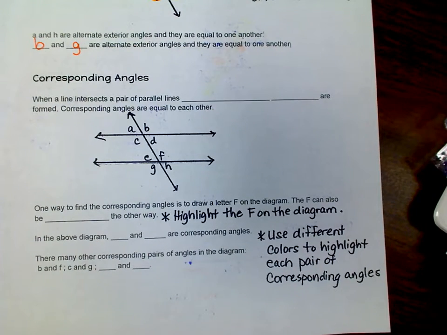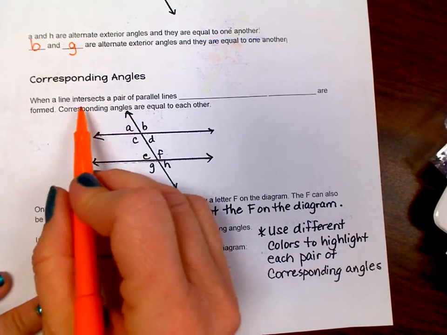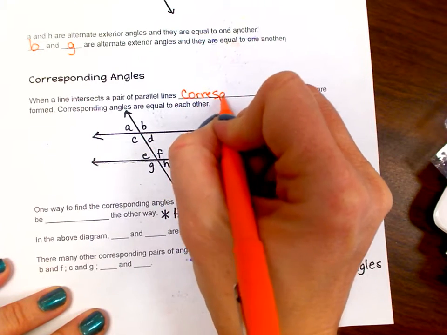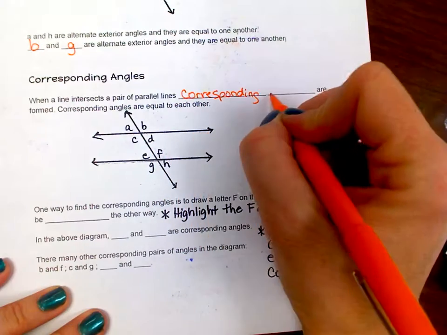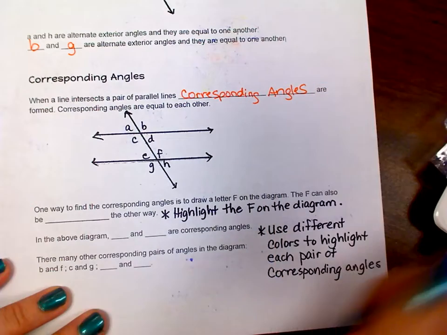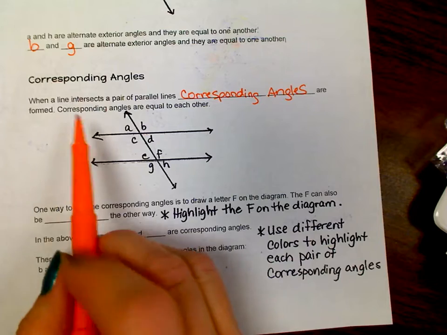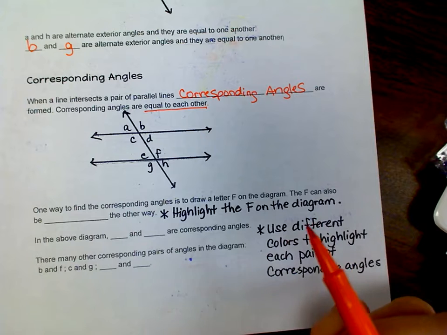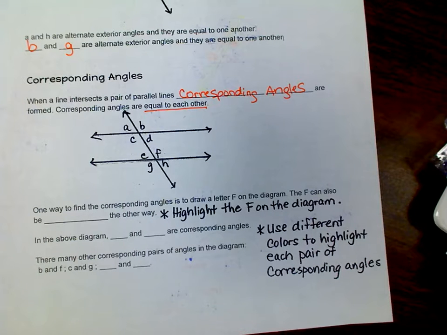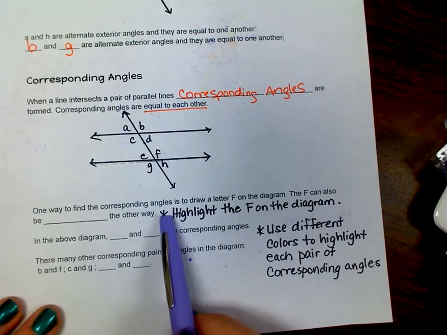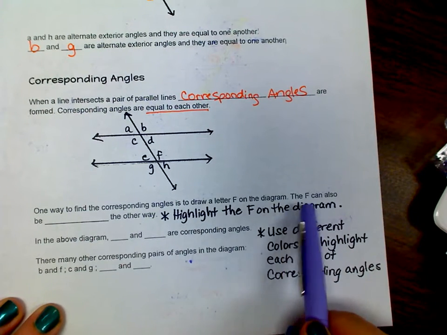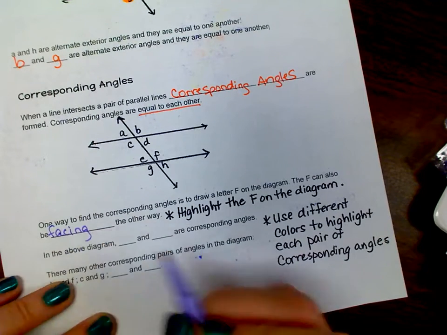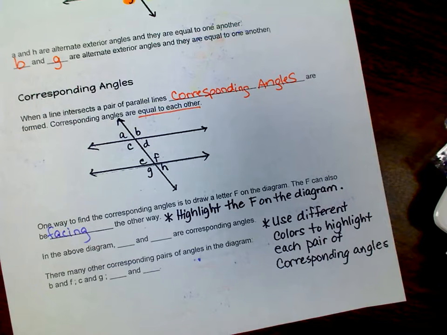Corresponding angles. When a line intersects a pair of parallel lines, corresponding angles are formed. Corresponding angles are equal to each other. One way of finding the corresponding angles is to draw an F on the diagram. The F can also be facing the other way. So we're going to highlight the F on the diagram.